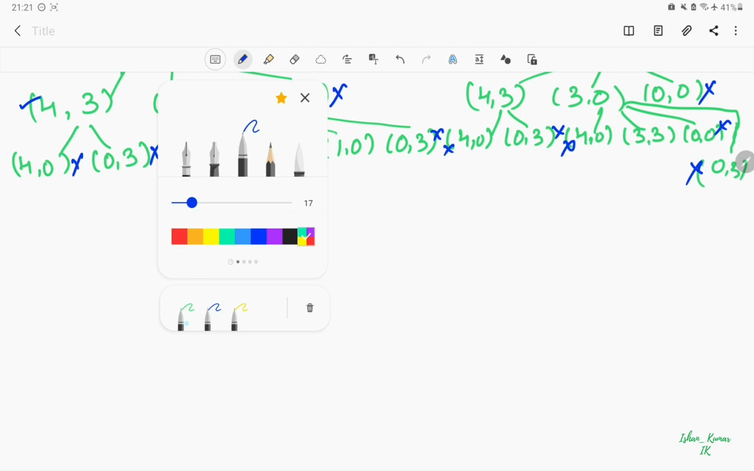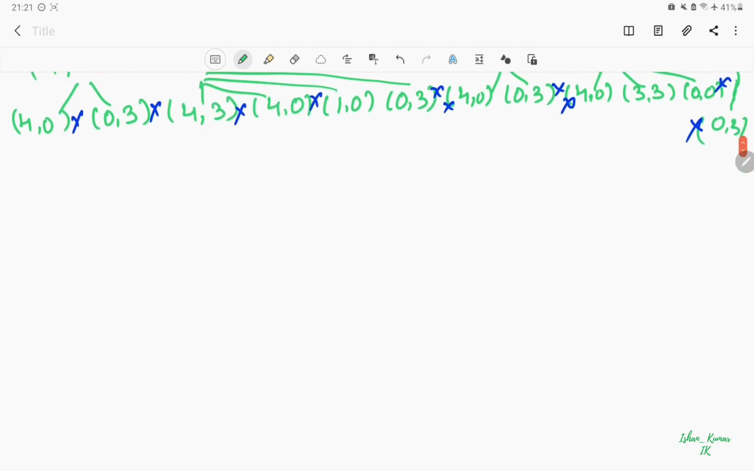Now moving on, here we have 1, 0. From 1, 0, if I apply fill, it will give me 4, 0, 1, 3. If I pour water from one jug to another, 0, 1. And if I empty it, 0, 0.